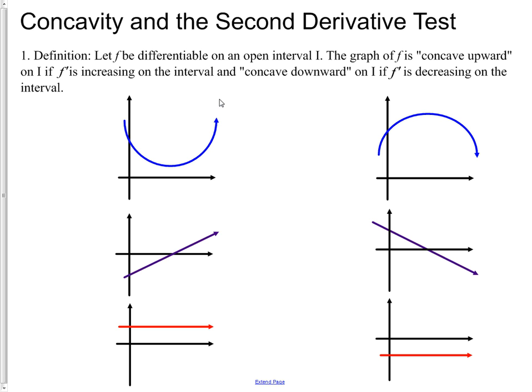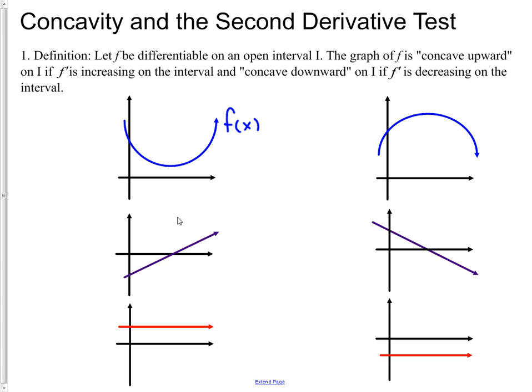The graph of f is said to be concave upward on that interval if f prime is increasing on the interval, and concave downward on I if f prime is decreasing on the interval. So let's take a look at a function right here. This first one, we're going to call this one f of x. So here's f in blue. If we look at this function right here, we would call this shape concave up.